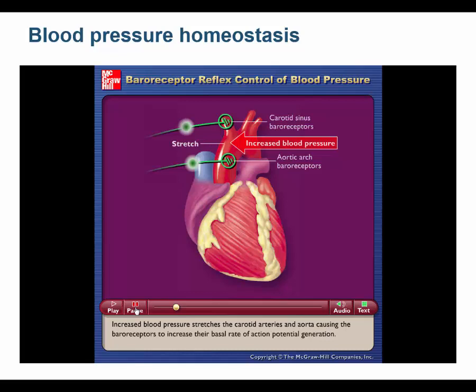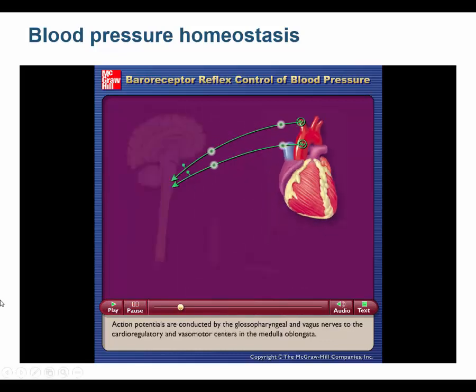Just look at the negative feedback. If my baroreceptors are saying my blood pressure is too high, there will be a negative feedback that lowers my blood pressure. If the baroreceptors say my blood pressure is too low, there will be a negative feedback that raises my blood pressure. So let's just look at that.